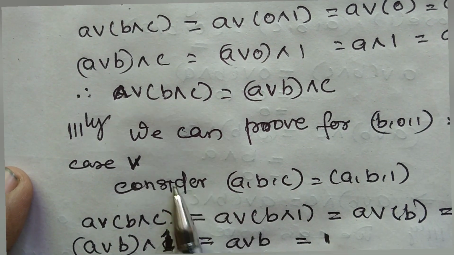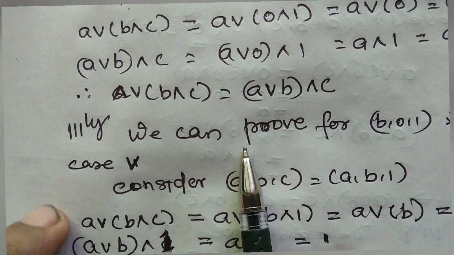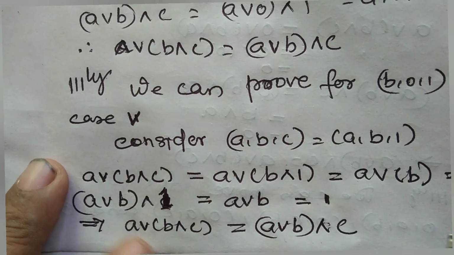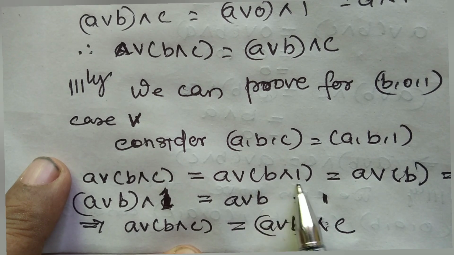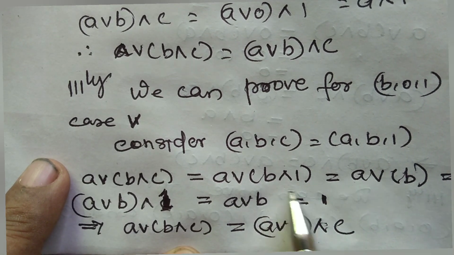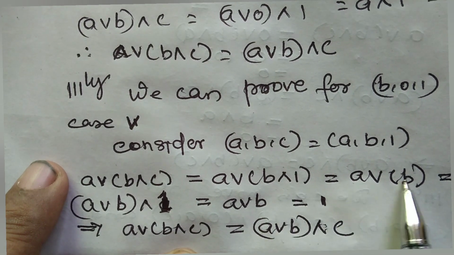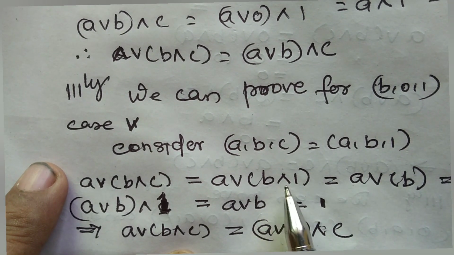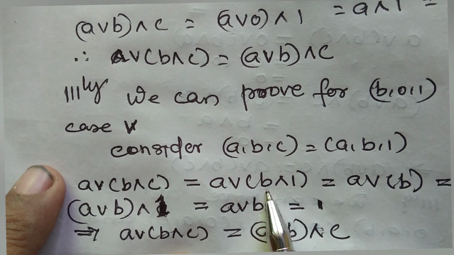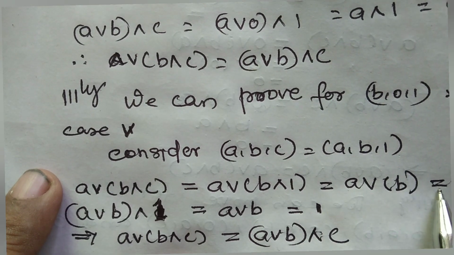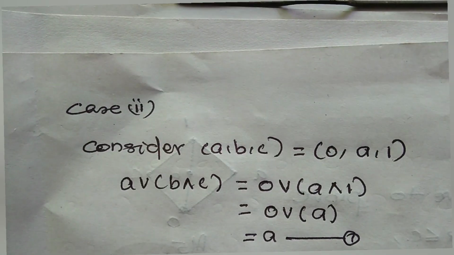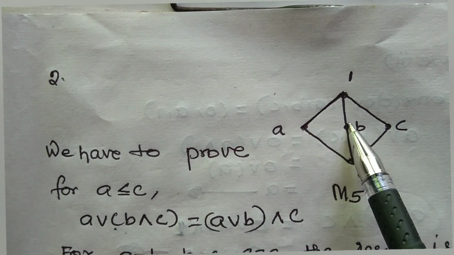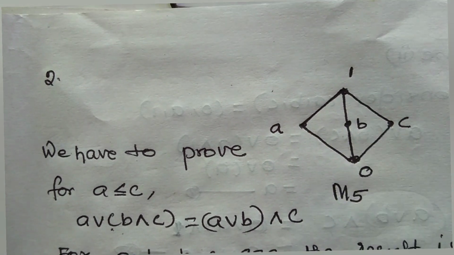The last case, that is (A, B, C) is equal to (A, B, 1). Here for the LHS, A is equal to A, B is equal to B and C is equal to 1. Substituting in this equation, we get (A or B) and 1. B and 1 is equal to B, because and means least value, and B is the least value comparing to B and 1. So A or B. But A or B is equal to 1 from the figure. What is the figure? By connecting A and B, 1 is the maximum value, that is A or B is equal to 1.